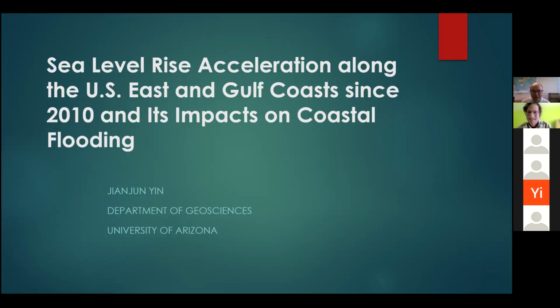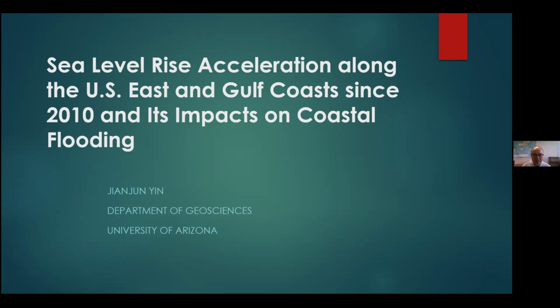Good morning, everyone. Glad to come back and present our recent work. Today I'm going to talk about sea level rise acceleration on the East and Gulf Coast and the impact on coastal flooding.